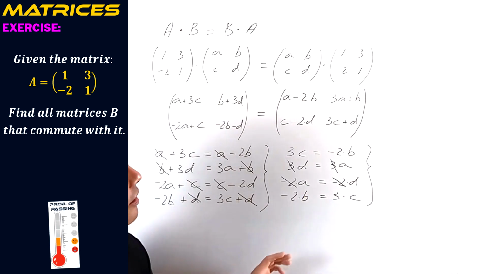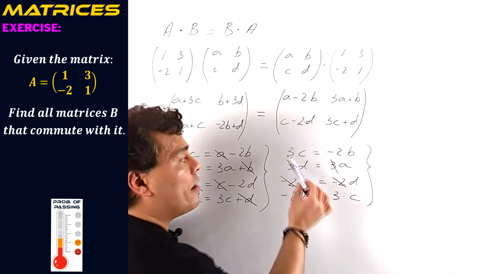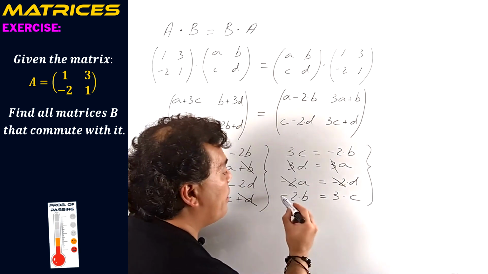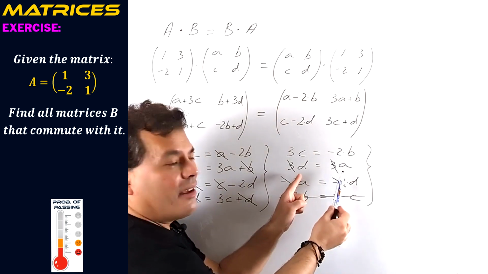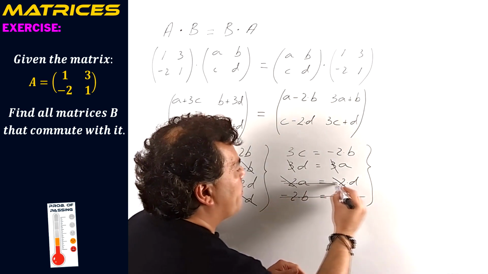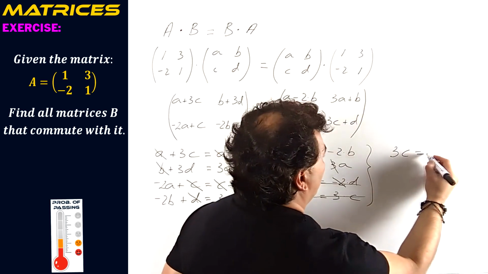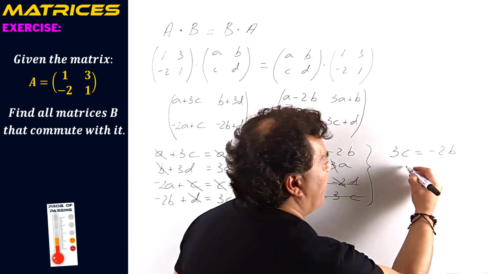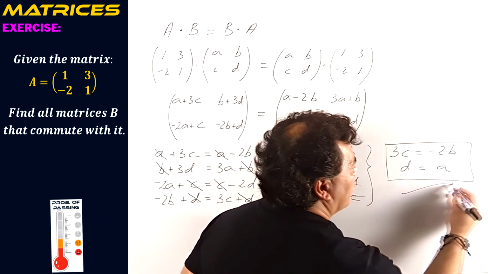And let's go ahead cleaning up the equations, because I can see that the first equation is the same as the fourth, so we can eliminate one of them. And also, the second equation is the same as the third, so we can eliminate one of them. The final result of our calculations is 3C equals negative 2B, and D equals A. This is our result.